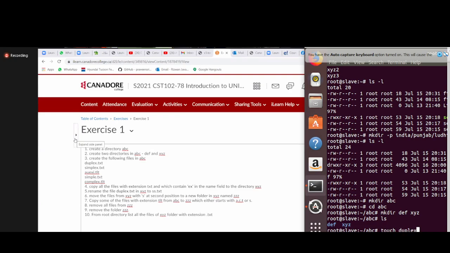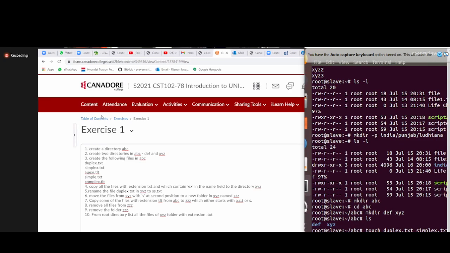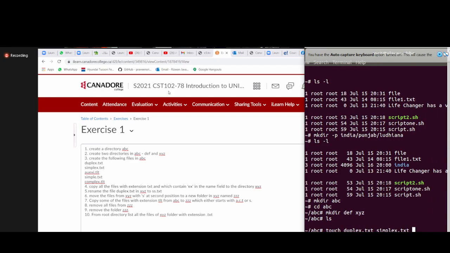Sir, for the second step, do we have to use a single command or can we complete it in two commands? Akash, this is up to you, how you are going to manage your work. I didn't specify any condition. Did you get my point? Yes, sir.